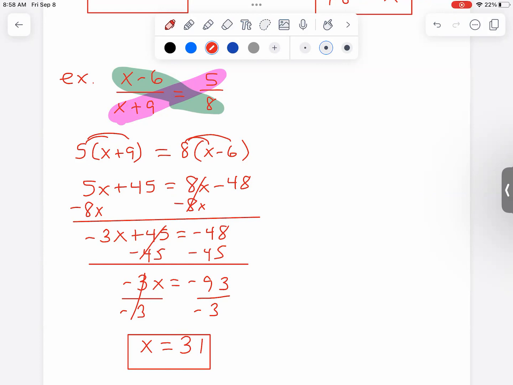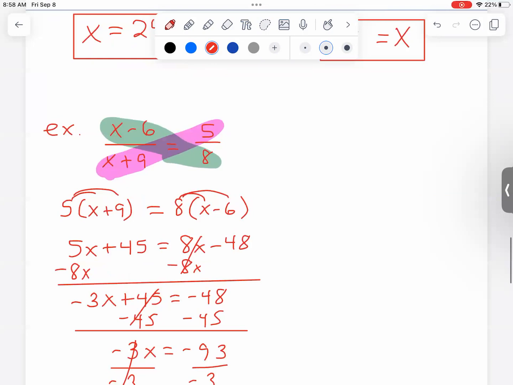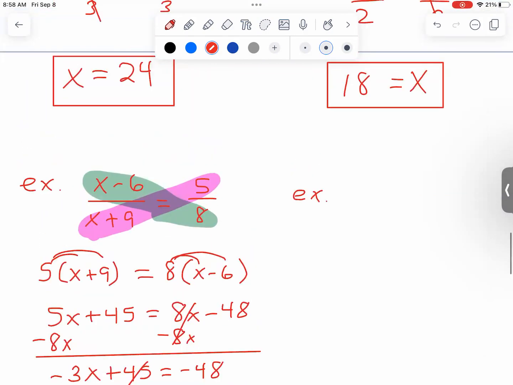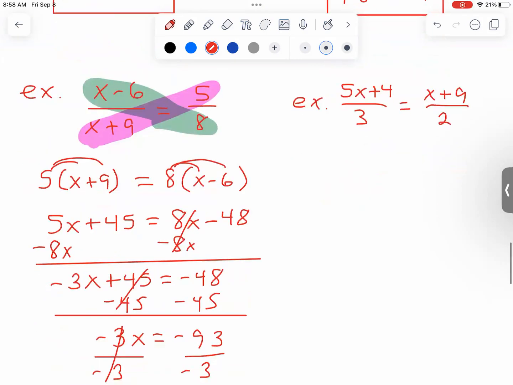All right, you ready to try one? How about if you guys try this? I'll write it next to it so we can use that as kind of our model. 5x plus 4 over 3 is equal to x plus 9 over 2. So would you guys solve that?